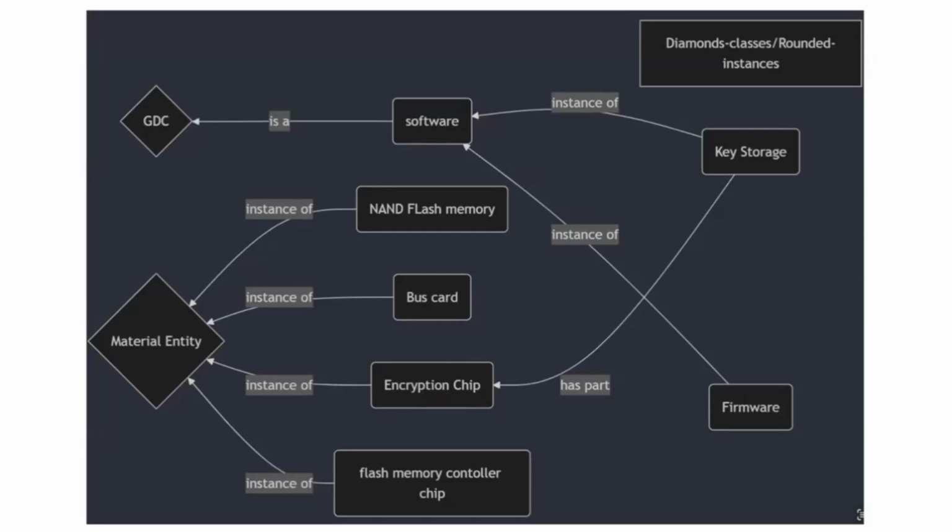There's some confusion here. You have rounded things as instances and diamonds as classes. So it makes sense to have instance-of relationships between the rounded and the diamonds. Although there's an ISA relationship up here from software and GDC. ISA is typically understood to hold between classes. And so that would suggest that software is a class, which is not true. Also, we have key storage pointing to software, saying key storage is an instance of it. So I think the intent was that software be a class, but it has the wrong edges or wrong corners.